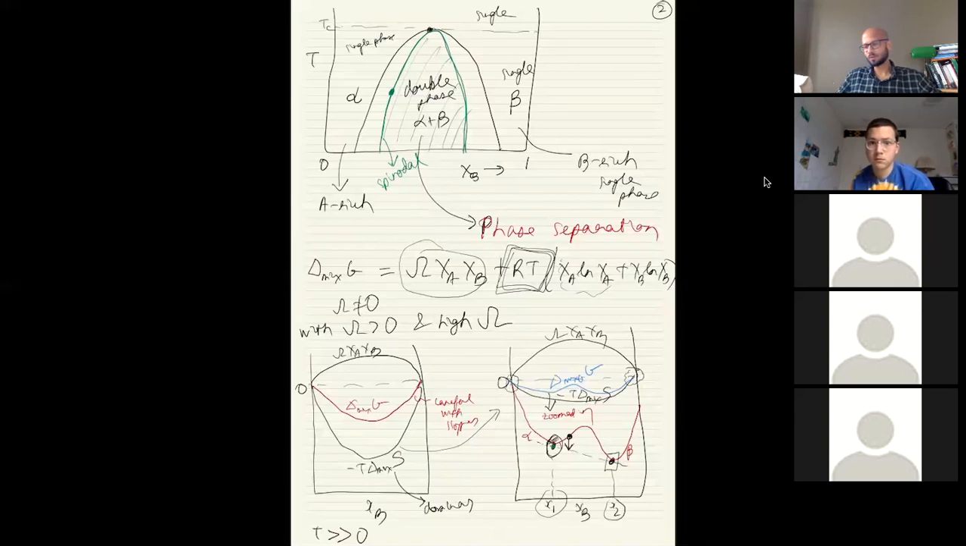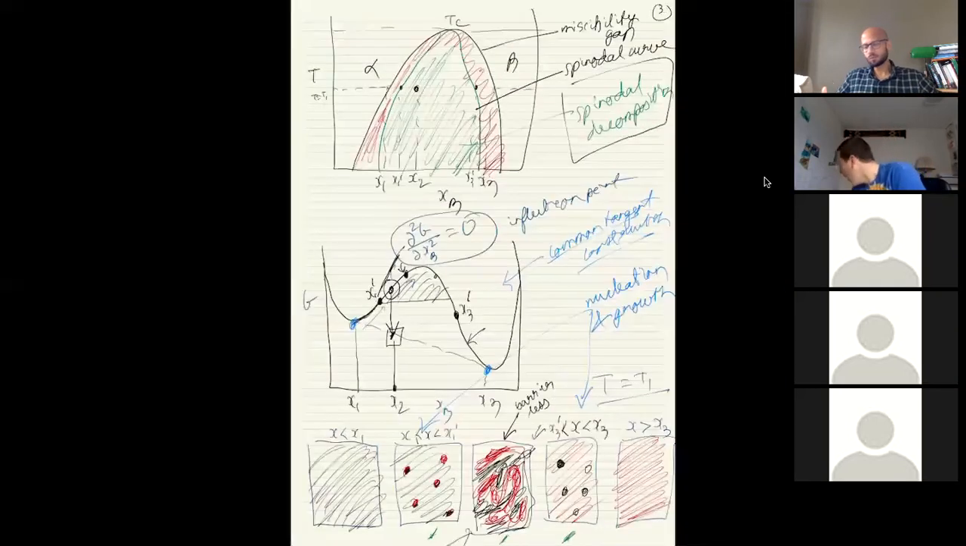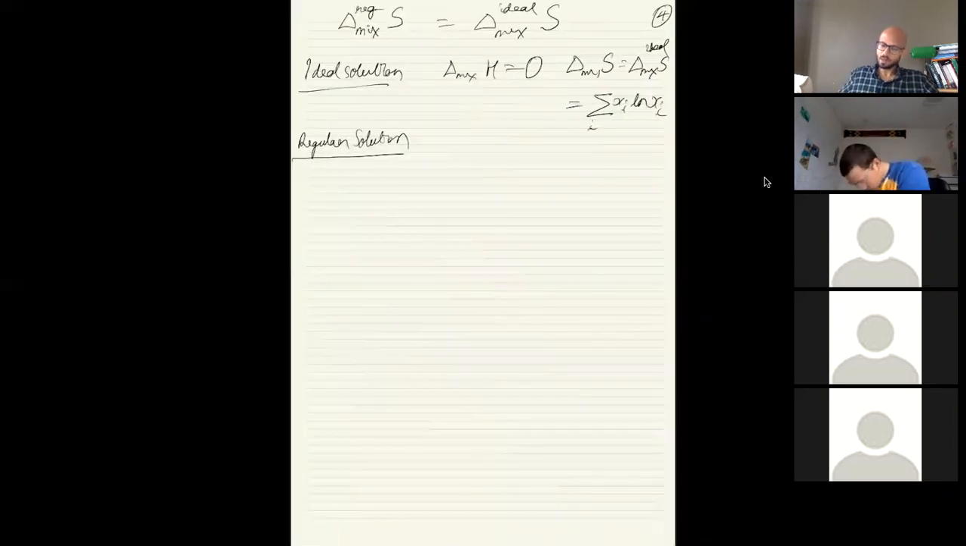And a hint for this was when I told you about Shannon entropy, the entropy of information. So phase diagrams are not just an archaic topic from 80 years ago. They play a huge role in computer science and artificial intelligence. If you want to really understand how to model the behavior of people, phase diagrams are quite useful. But let's get back to our 80-year-old stuff, which is ideal solution and regular solution.